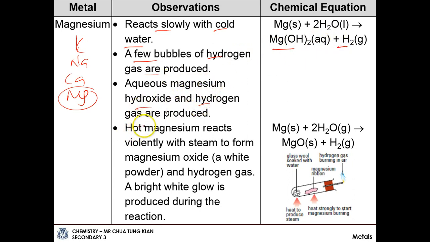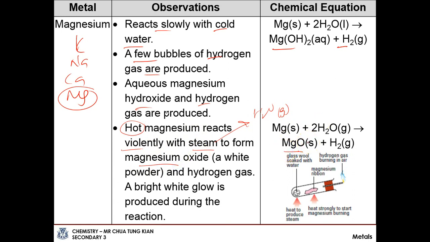But when we heat up magnesium, when it is hot, there's sufficient energy for the reaction to proceed really quickly. It reacts violently with steam. Steam is hot as well. So both magnesium and steam are hot. The reaction will proceed very quickly, and we have magnesium oxide, not the hydroxide.